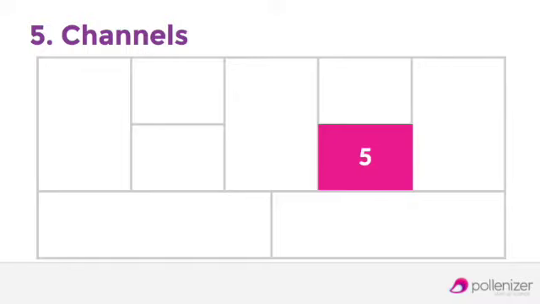So cell number 5 is the channel through which you are going to reach the customer in cell number 2 with the problem in cell number 1. Where are they when they're feeling the problem that's in cell number 1? Is that the place where if you give them their unique value proposition, they're much more likely to convert and become a customer? So where are they?